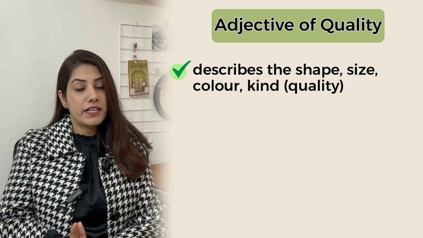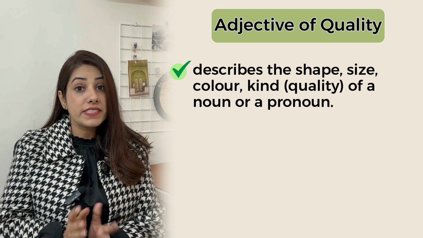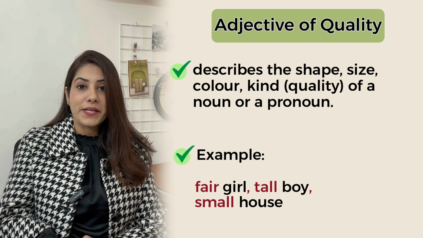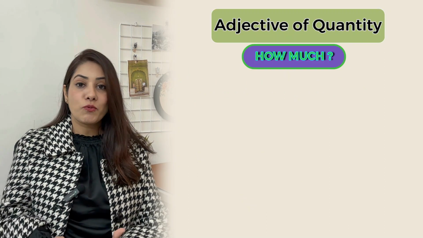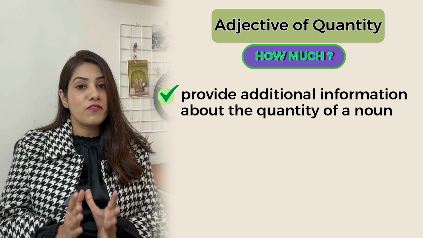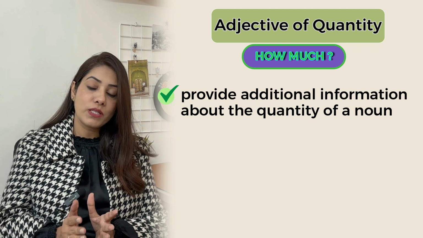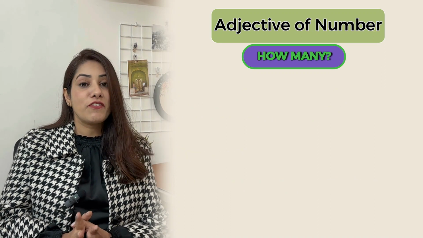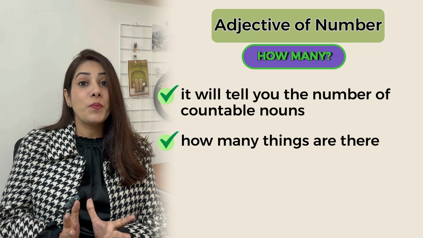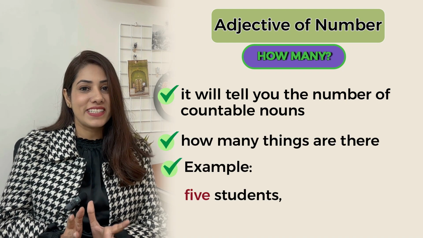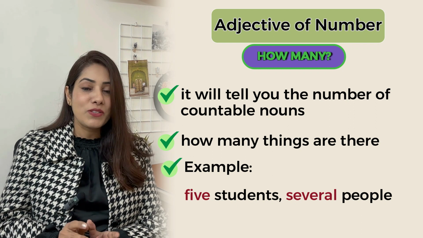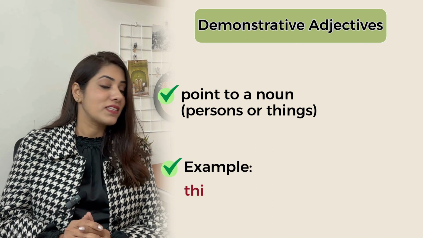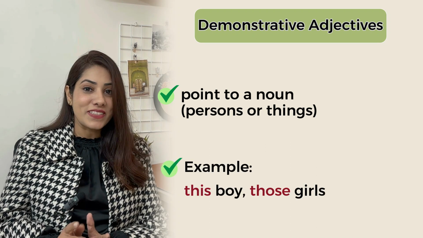Adjective of quality describes the color, shape, size, quality of a noun or a pronoun, like fair girl, tall boy, small house. Adjectives of quantity, they refer to the quantity of a thing. They provide additional information about the quantity of the noun, like some candies, few clothes. Adjective of number, it will tell you how many persons or things are there. 5 students, several people. Demonstrative adjectives, they point to a person or a thing. This boy, that boy, those girls.